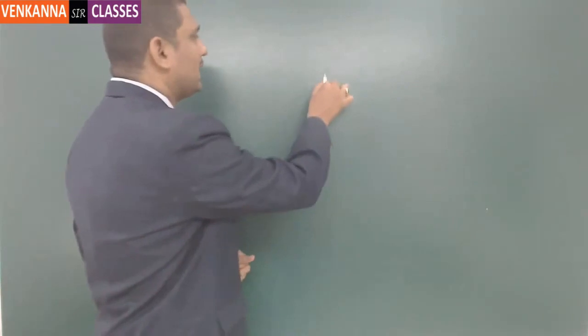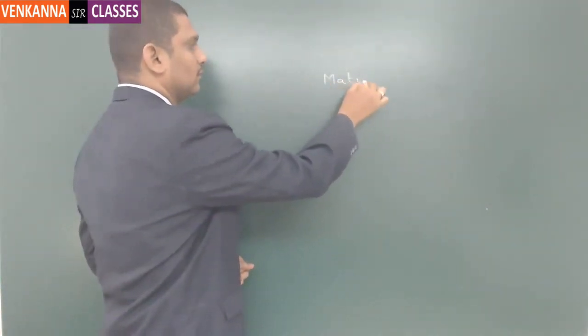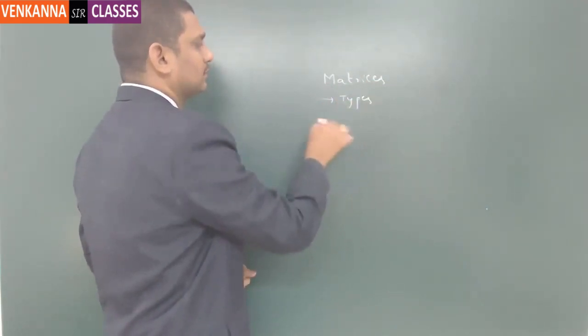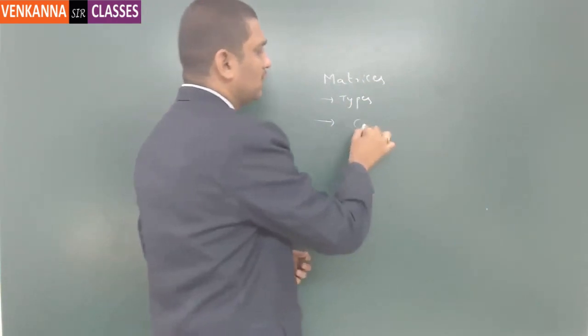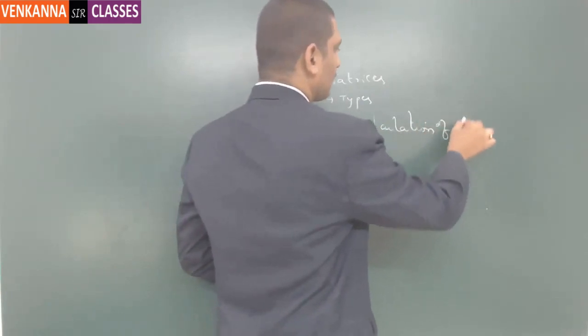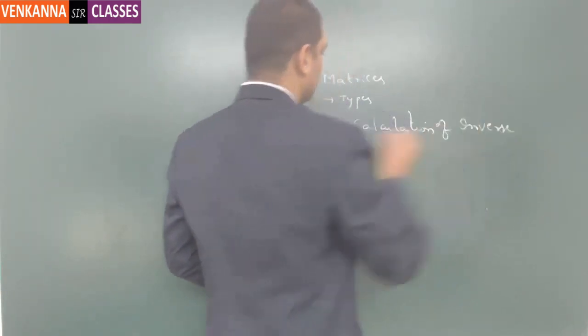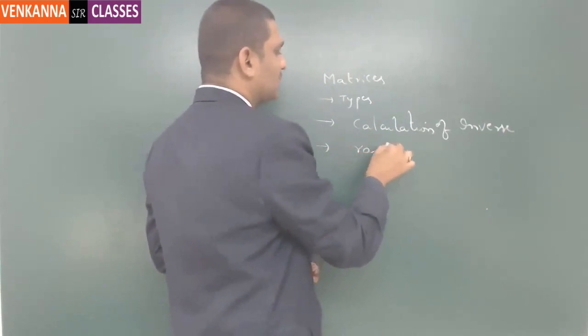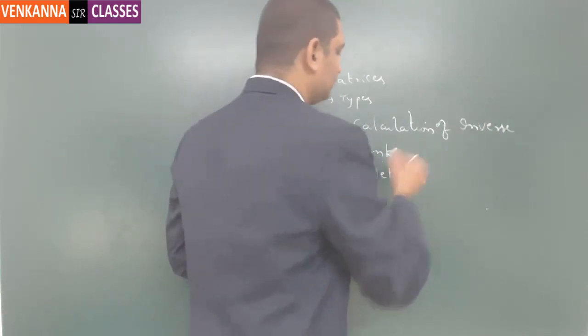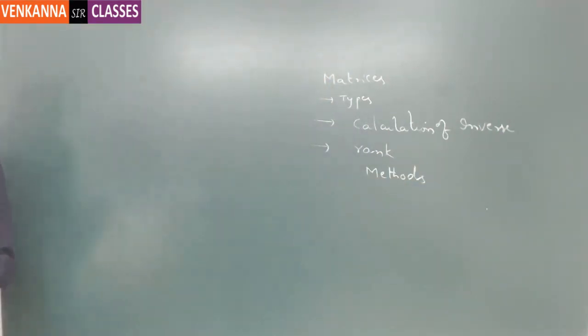So in the previous session, we discussed the matrices and their types, the process of the calculation of inverse, and what is meant by the rank of a matrix, and what are the methods to find the rank of a matrix. So do you have any queries with regard to this or the previous session?